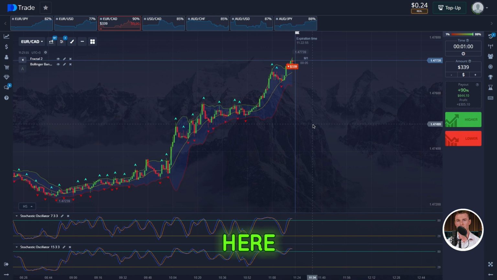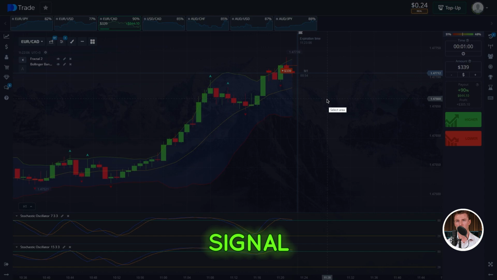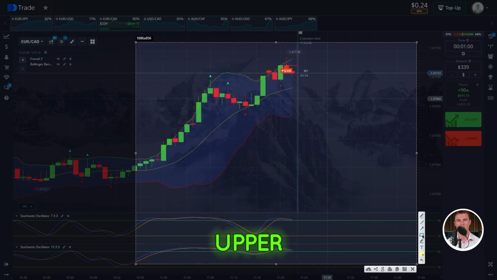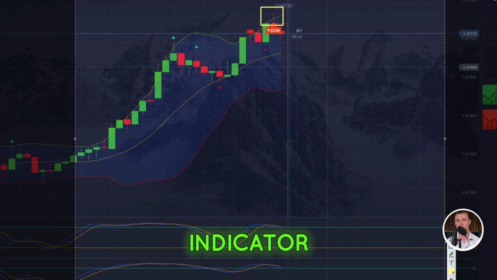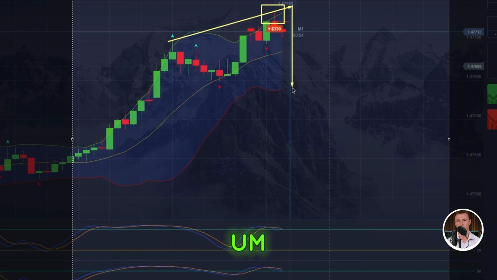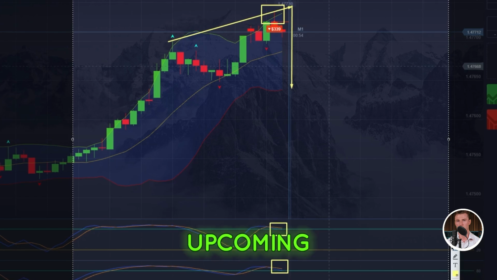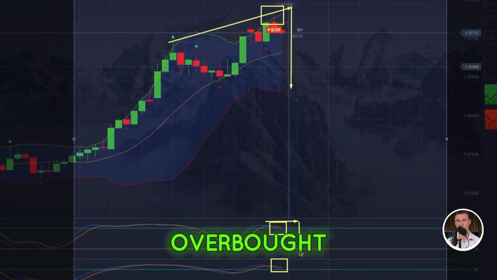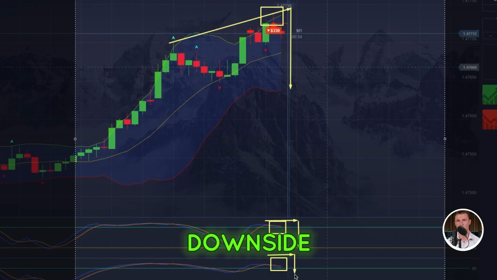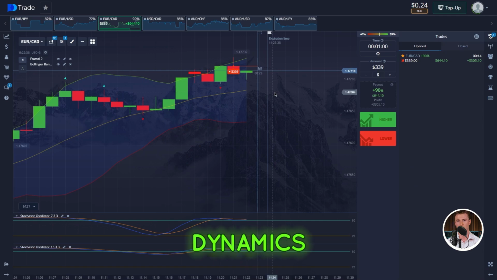Let's open a trade down here. Here's a slightly different entry principle since I haven't found a signal or a section of movement that would relate to the moving average. But in general, here's our 100% signal. For this strategy, we see the upper moving average of our channel indicator touching. There should be an update of the local maximum, and so on. The movement should go into a rollback. We see the upcoming exit of both oscillators from the overbought area. So here we open downside deals in the region of 15 seconds. Let's observe the dynamics of our movement.